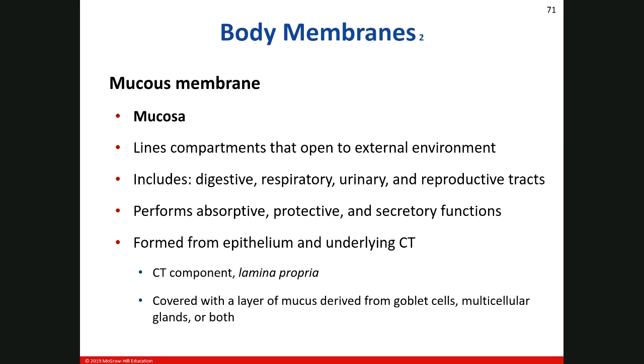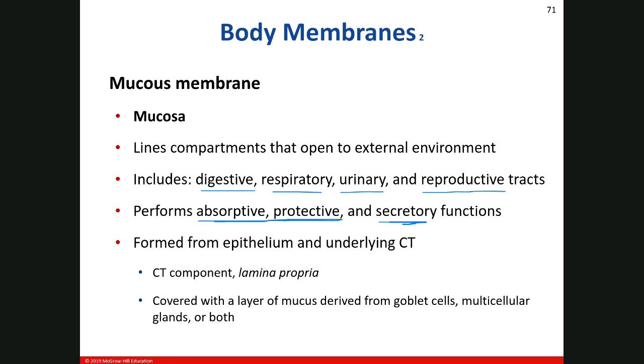So let's quickly run through these body membranes. If we're talking about the mucous membrane, we're going to see it in the digestive, respiratory, urinary, and reproductive tracts, because it has a big protective function, and also absorptive, as we saw in the digestive tract. There's also a secretory function, obviously in the reproductive tract, especially for females, because during coitus it's important to have reduced friction.